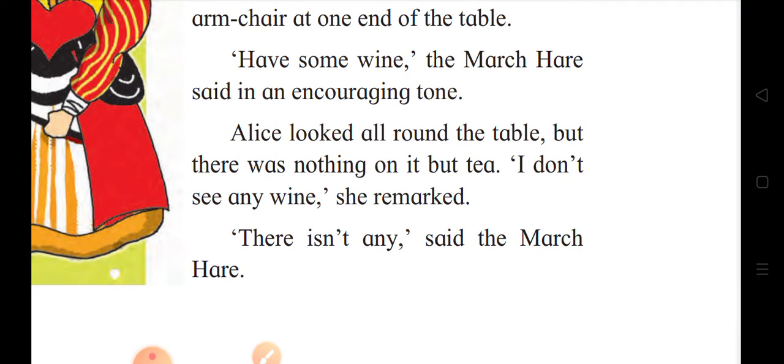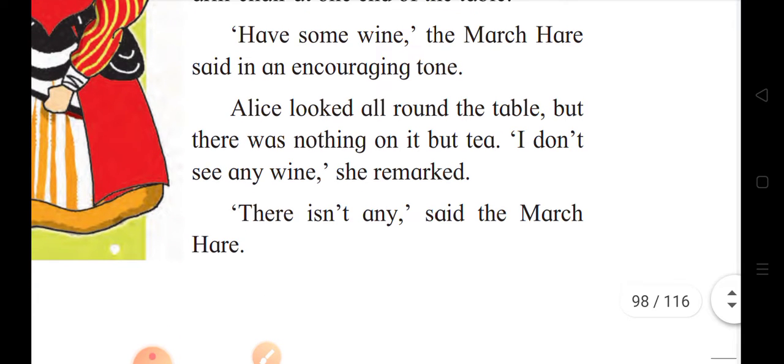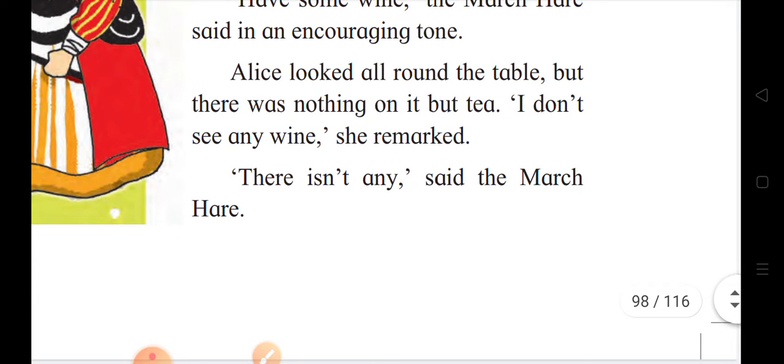Okay, so March Hare told Alice that you can have some wine. Alice looked all round the table, but there was nothing on it but tea. "I don't see any wine," she remarked, because that was a tea party, and that tea party was a Mad Tea Party. So something unusual was happening here. So that's why the name is given as Mad Tea Party.